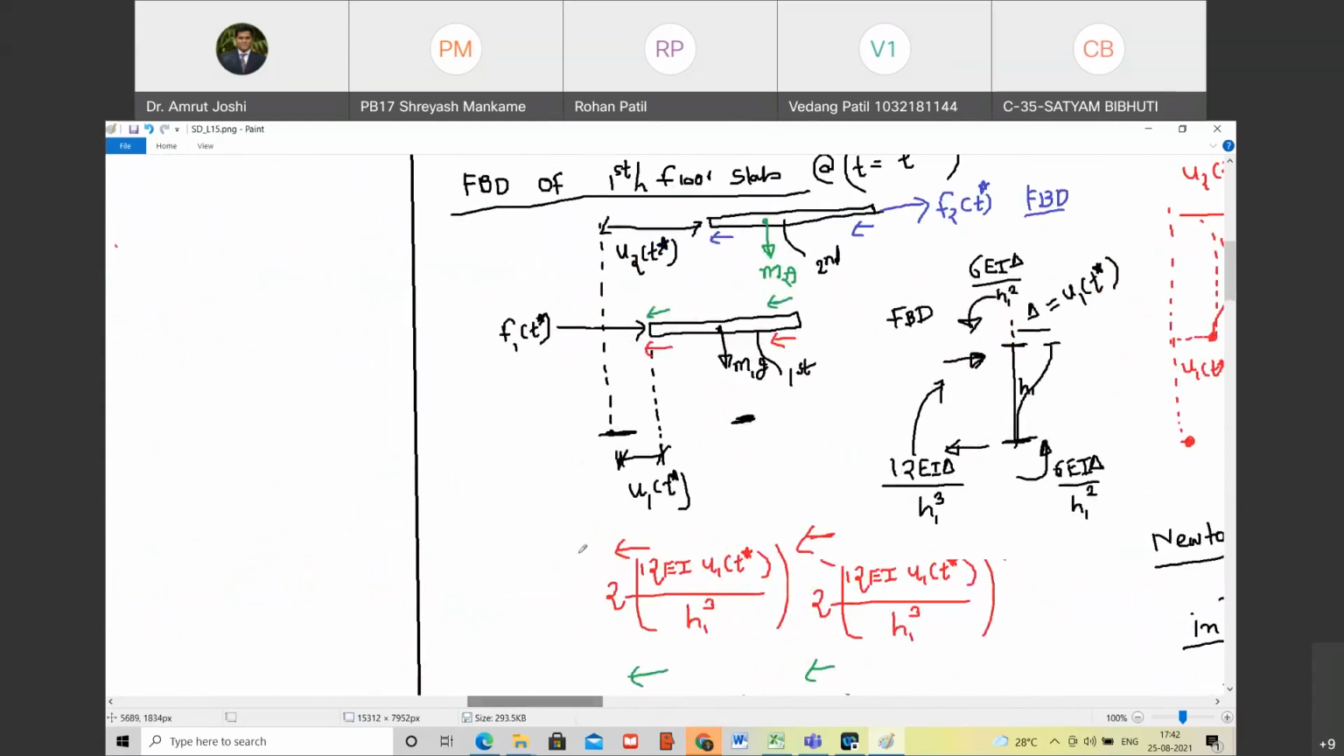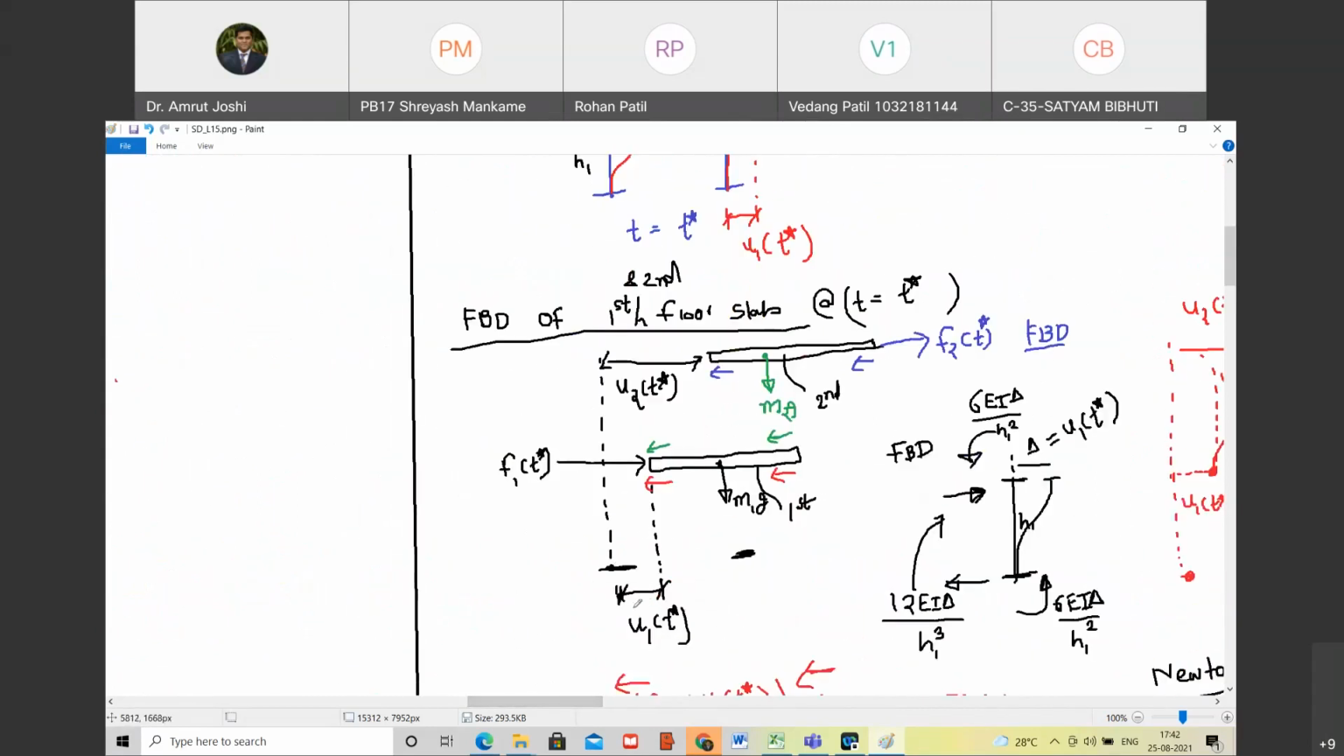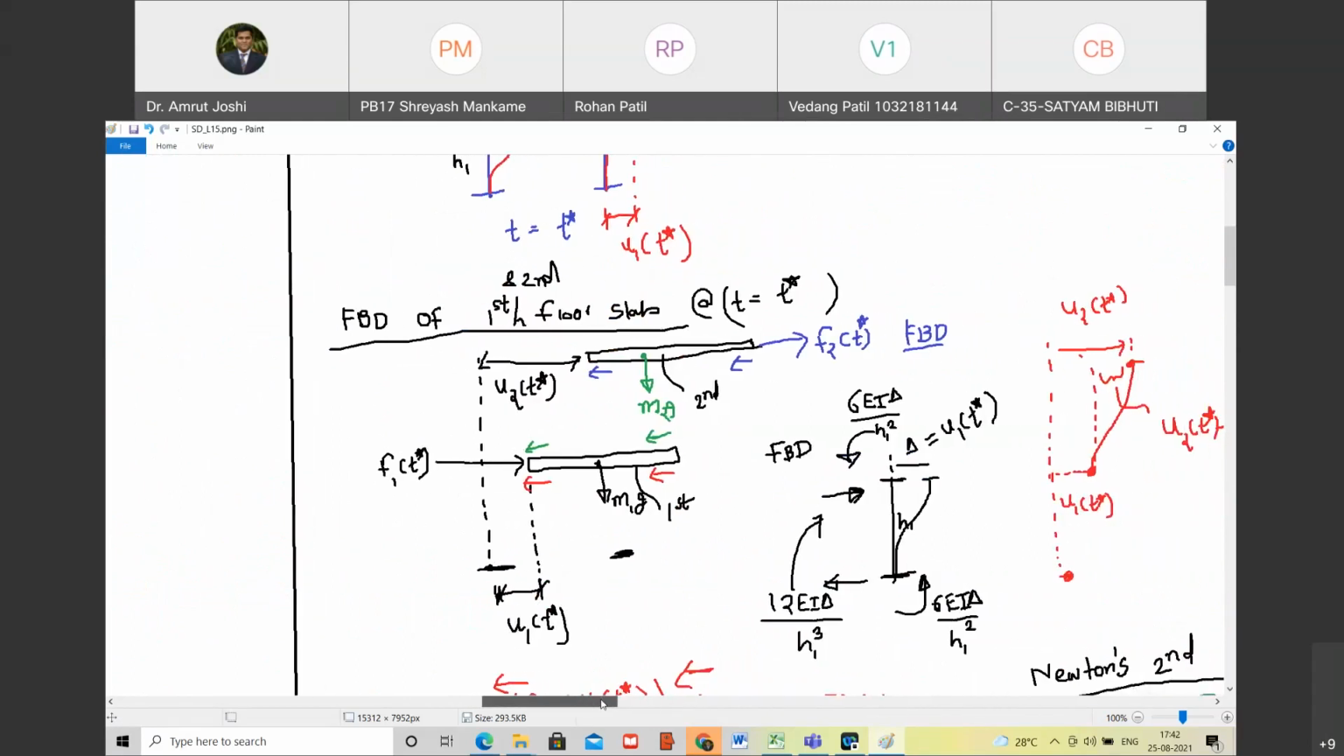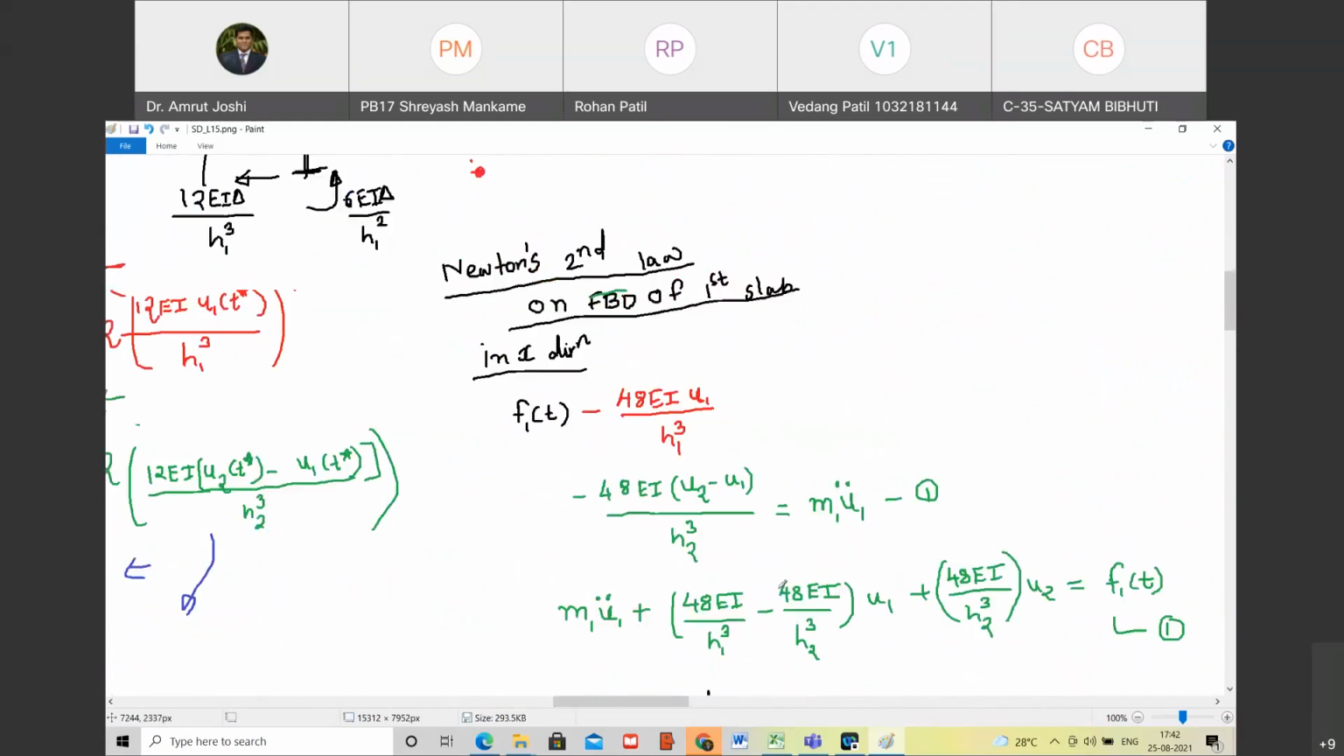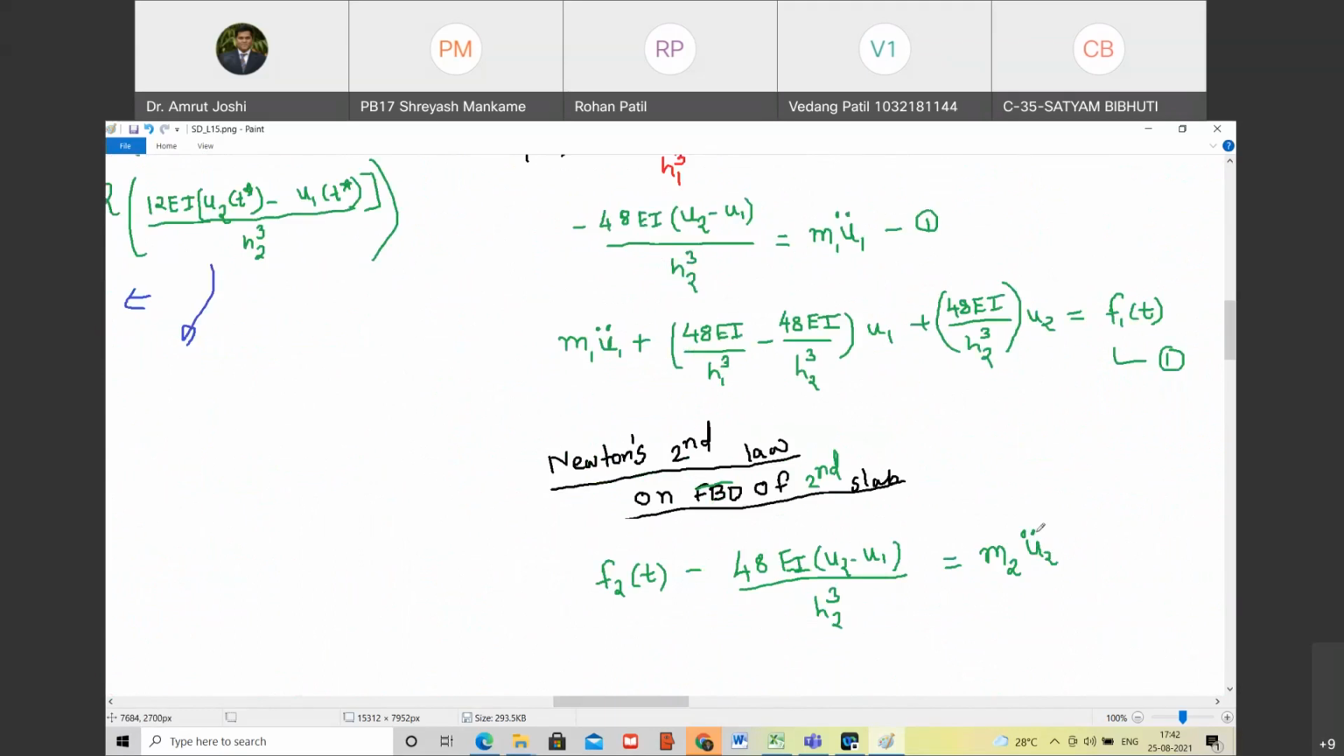Yes, sir. So U1 of T is the displacement of the first slab and U2 of T is the displacement of the second slab. Happy? Yes, sir. And here there is no relative acceleration; here it is the acceleration of the second slab, because we are applying Newton's second law to the second slab. Are you with me? Yes, sir.